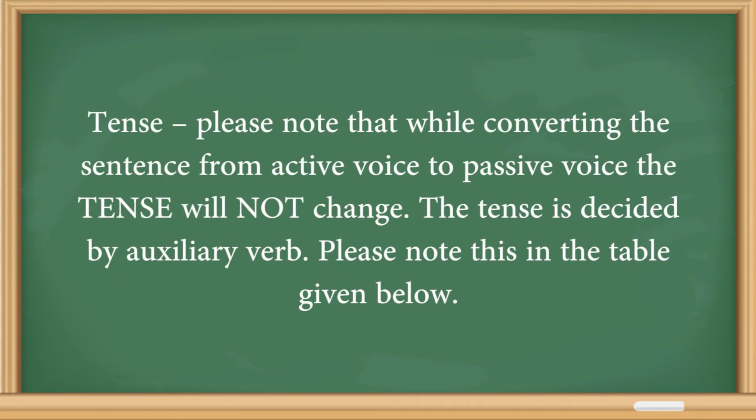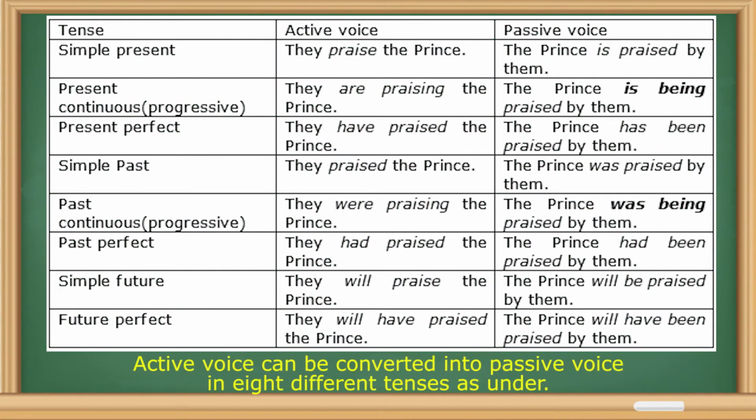Now, a very important point is tense. Please note that while converting the sentence from active voice to passive voice, the tense will not change. The tense is decided by the auxiliary verb. Please note this in the table given below. Now you will find here the sentences in different tenses. But as I told you, the tense will not change. See how. Active voice can be converted into passive voice in 8 different tenses as under.